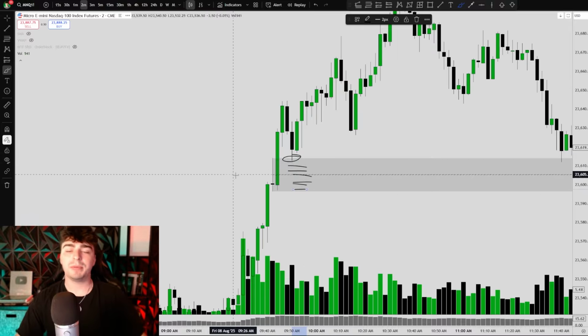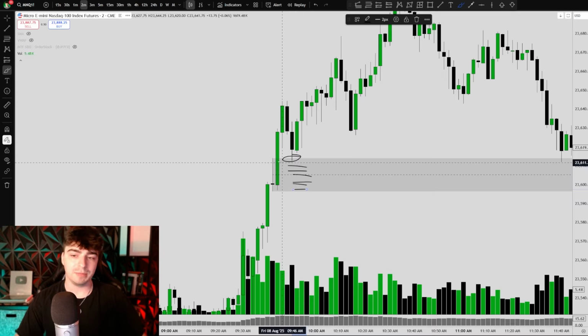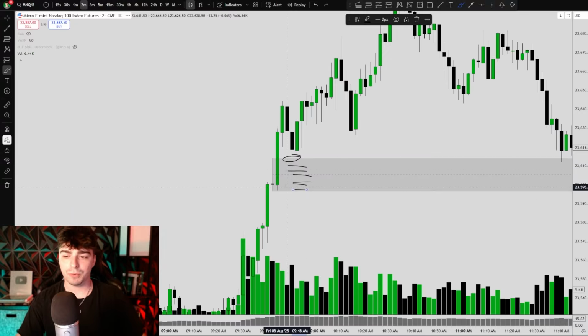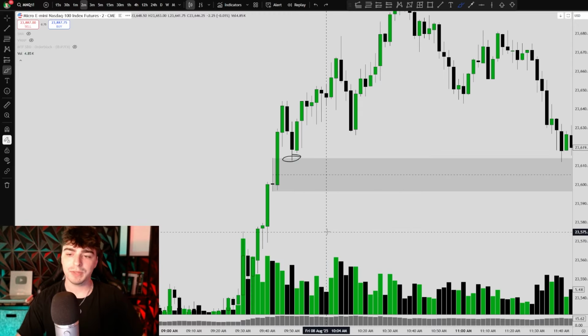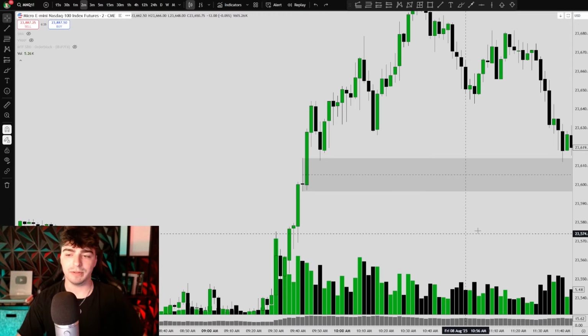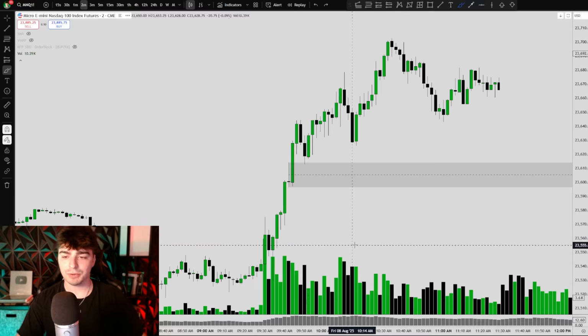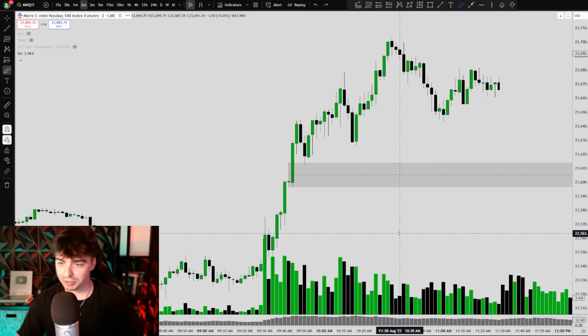So a lot of people will say that, oh, well, we touched that demand level, so it's no longer a fresh level of demand, or we touched that level of supply, so it's no longer a fresh level of supply. But in this case, we can still assume that there may still be orders in this area. And so this is still going to be a valid level of demand. And so even if we miss this initial entry point here, there may be a second chance to get in. And spoiler alert, there is.